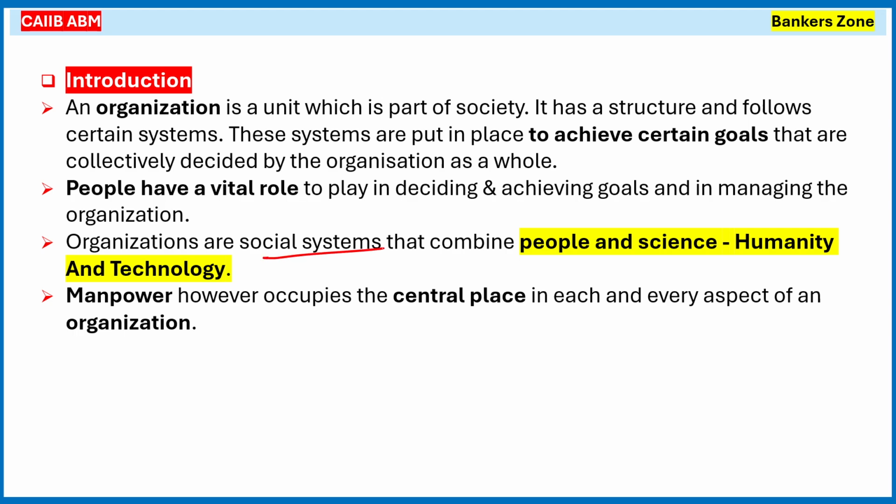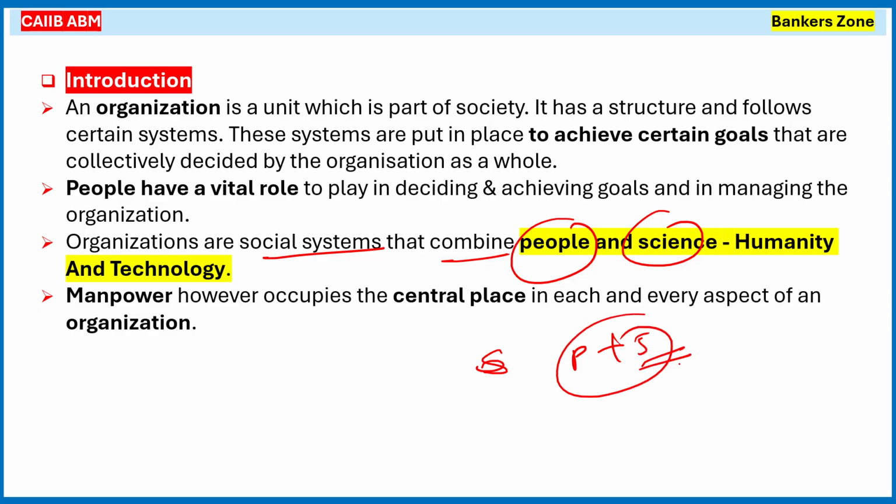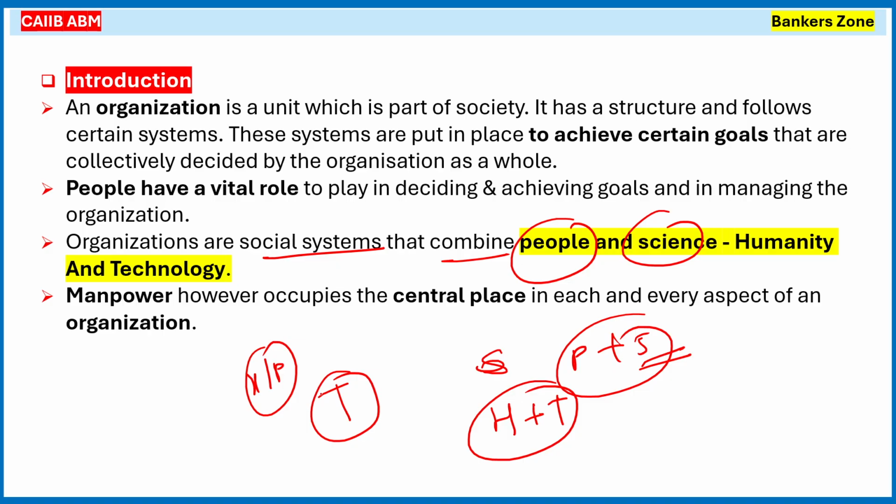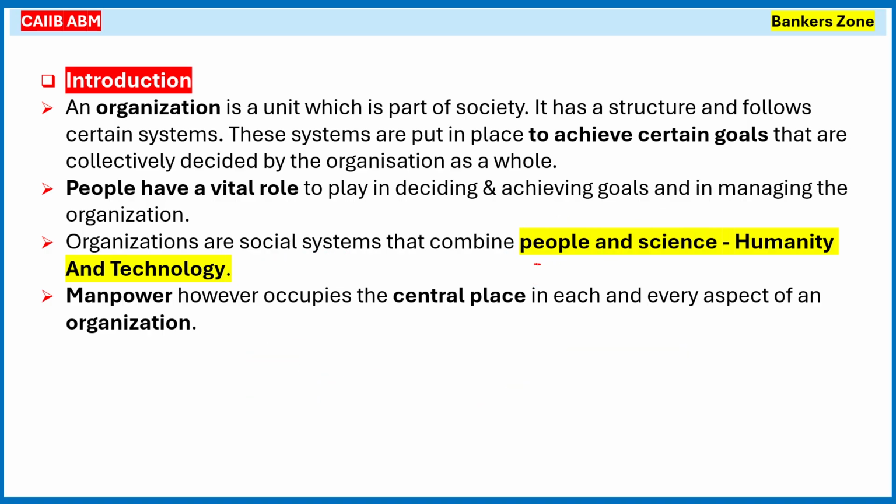Organizations are social systems that combine people and science. So what I can say, organizations are combining what? People and science. However, we can say organizations combine humanity and technology. Why? Because using the technology, the humans, the people who are implementing it, we can see the people and the science combined at the organization, humanity and technology combined at the organization.